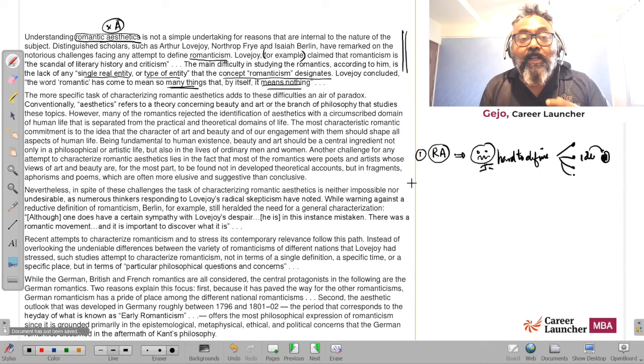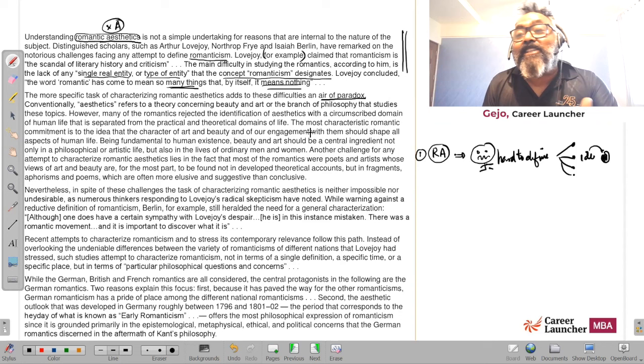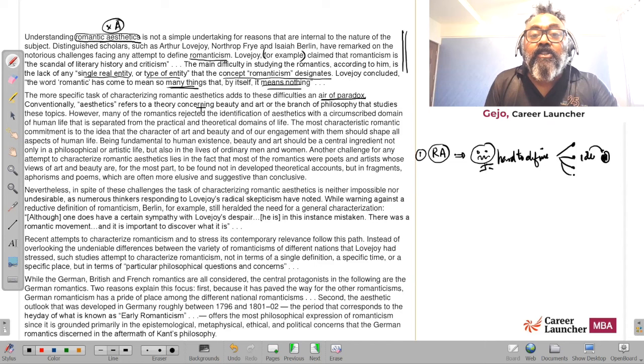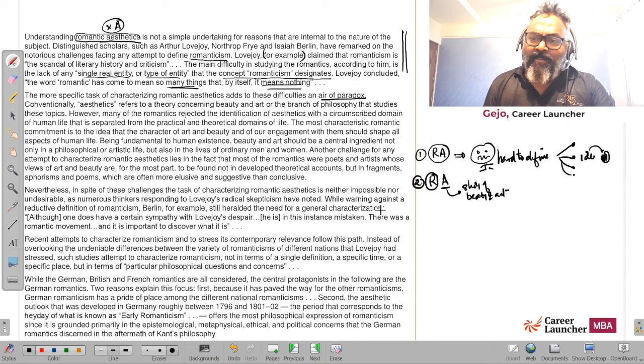The more specific task of characterizing romantic aesthetics adds to these difficulties an air of paradox. Now we are saying there's a paradox. Conventionally, aesthetics refers to the theory concerning beauty and art, a branch of philosophy that studies this topic. Now, in romantic aesthetic, basically there are two words: romantic and aesthetic. Aesthetic is essentially the study of beauty and art. But what does romanticism mean?